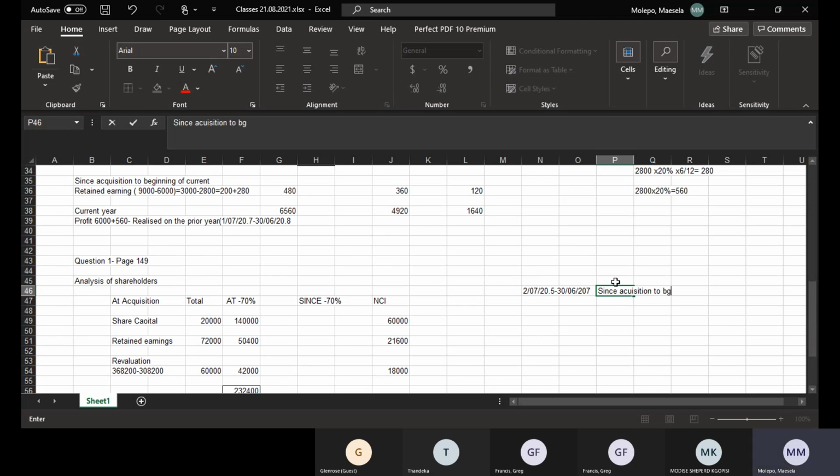to beginning of current year. And then the period 1 July 2007 to 30 June 2008 will fall under the current year.